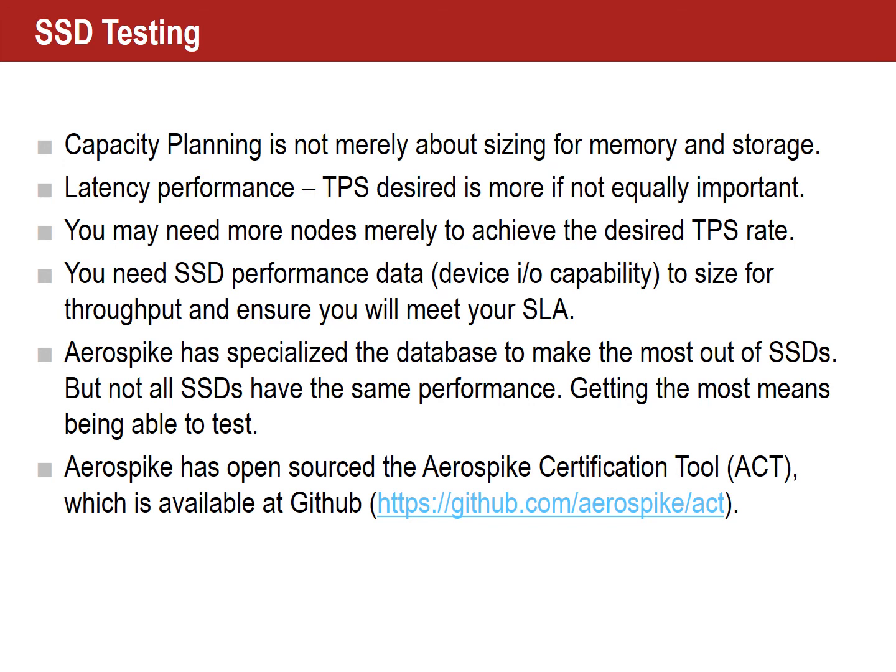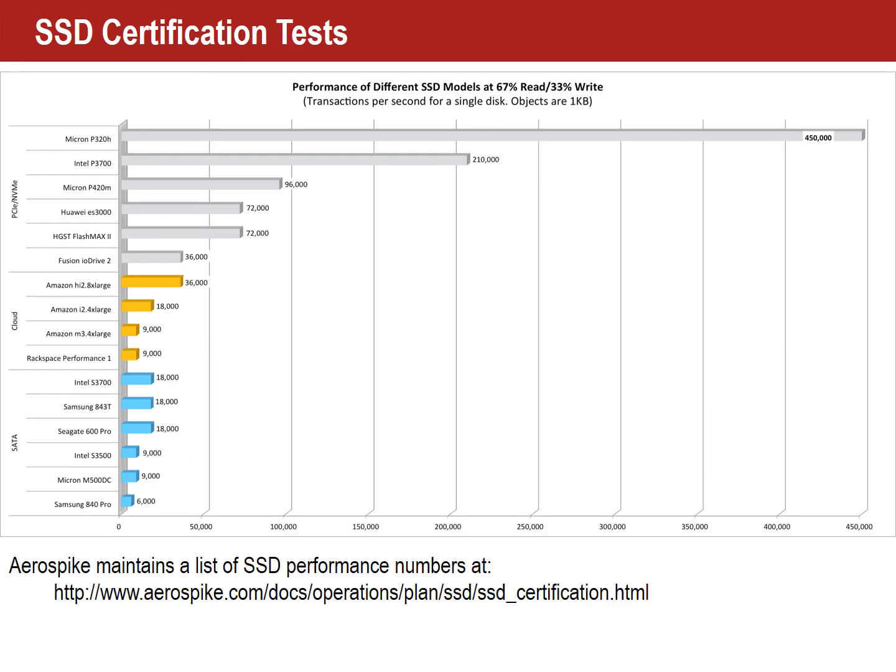So capacity planning in a nutshell is not just about sizing, it is also about latency performance, and that is tightly coupled to the particular brand and model of the SSDs on your servers. We do publish data on the recommended SSDs, and if you plan to use a particular SSD not in this list, the Aerospike Solution Architecture team can help you characterize it using our ACT tool.